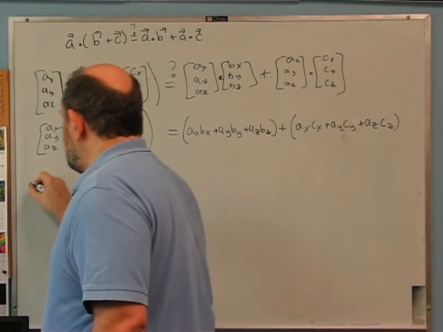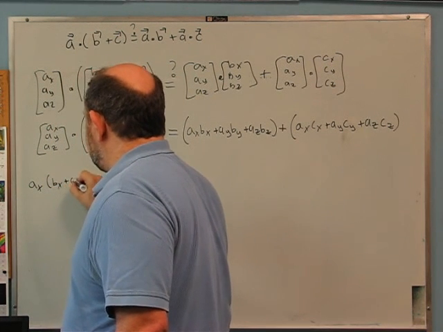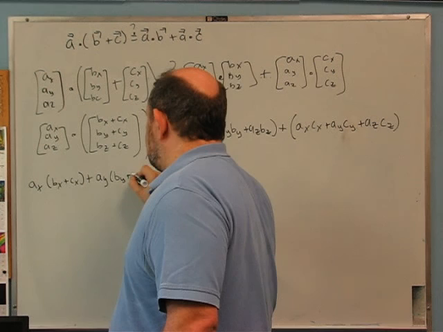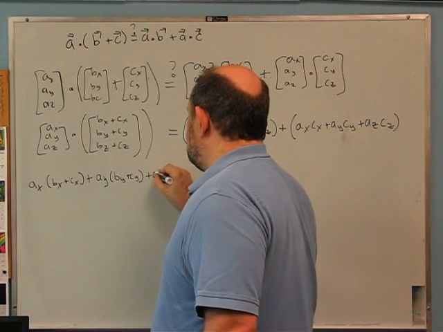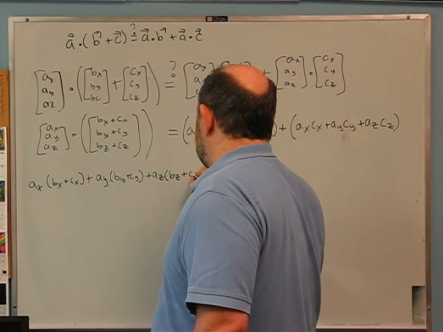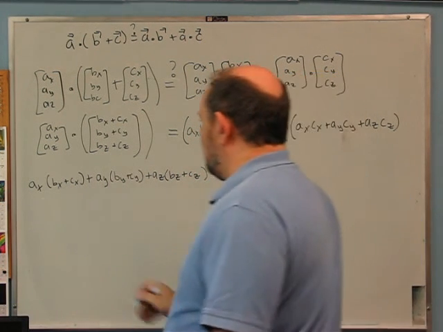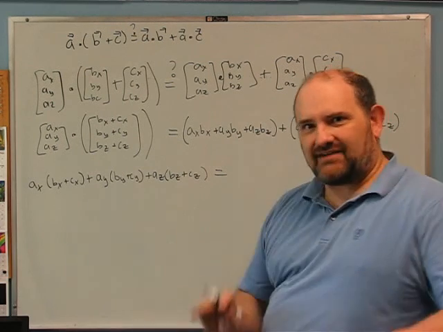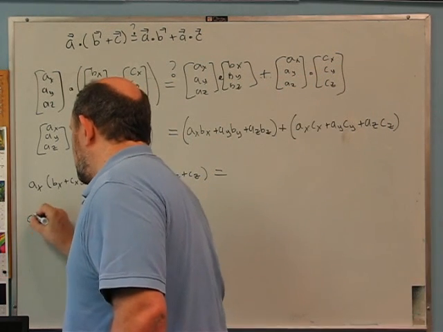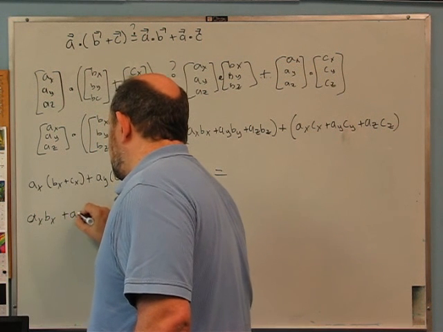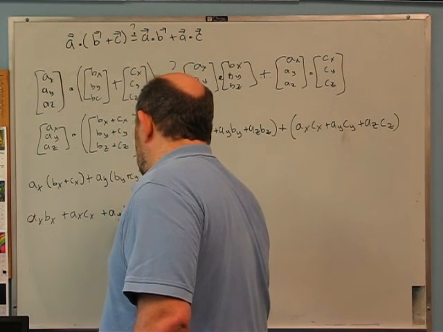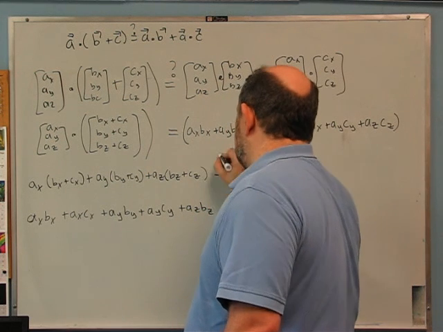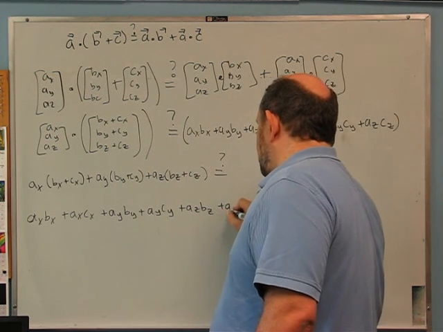Now I have to do this side. Ax times Bx plus Cx, right? I multiply the first ones, plus Ay times By plus Cy, and now the third component, plus Az times Bz plus Cz, is equal to, well, it's just that same thing. And now I'm going to distribute all these out. Why? Because I see I have a whole bunch of individual separate sums here. So I'm going to distribute these out so I have it in the same form and I can compare terms and see if it works. So I have AxBx plus AxCx plus AyBy plus AyCy plus AzBz, forgot my question marks there, plus AzCz.